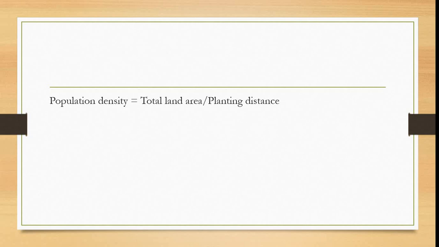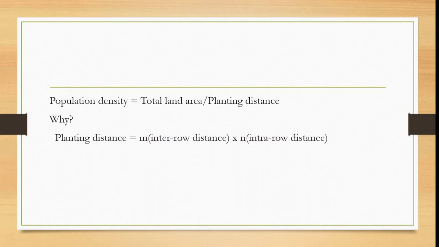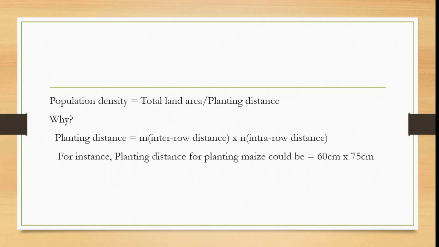That is why the formula is total land area divided by planting distance. That is the reason behind it. Now, planting distance equals M by N, where the M represents the inter-row distance and the N represents the intra-row distance. All right. So you have several rows on the farm. Within one row, you have what's called the intra-row distance, the distance between one plant and the other on the same row. But if you take one row and another row, the distance between those two rows, you call the inter-row distance.